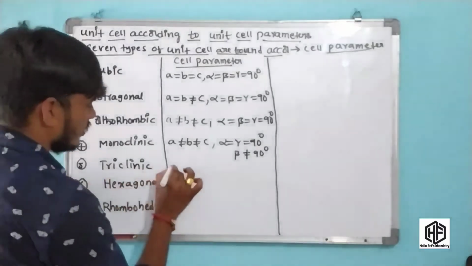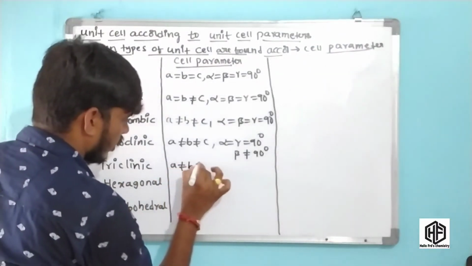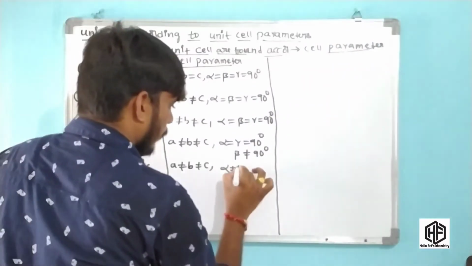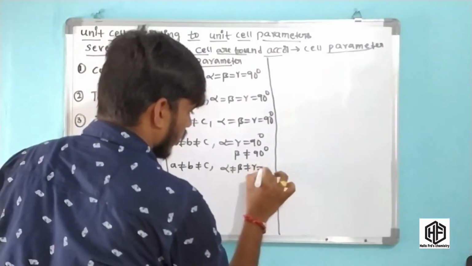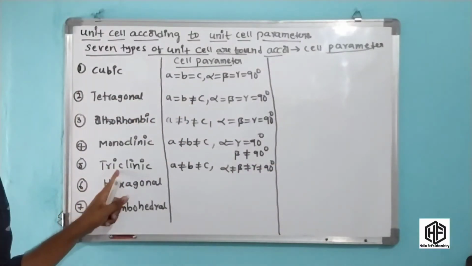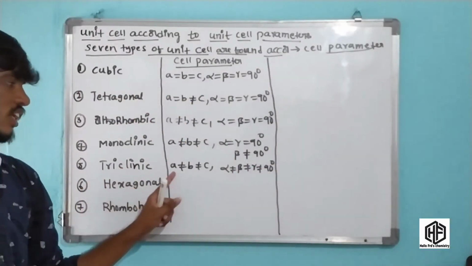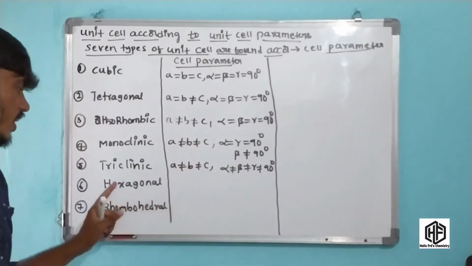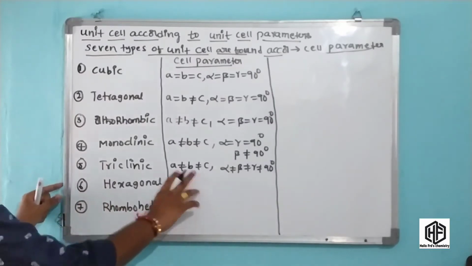In triclinic, a not equal to b not equal to c, as well as alpha not equal to beta not equal to gamma not equal to 90 degrees. Okay friends, triclinic is the unsymmetrical unit cell. All cell parameters are unsymmetrical for the triclinic. This is very important.